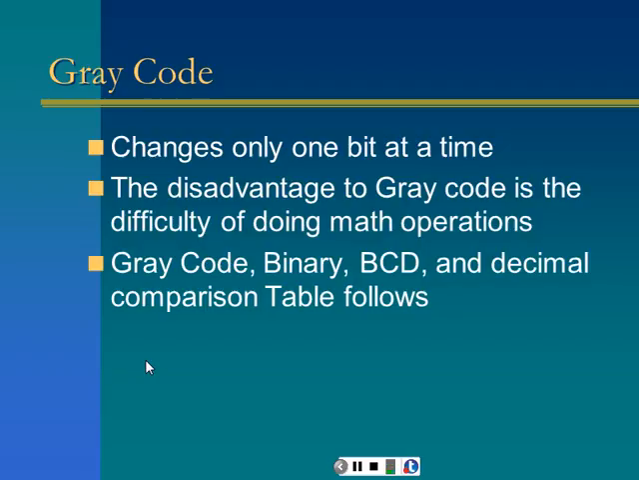Notice that on the chart on page 62 the gray code and the binary are very rarely the same. The things I want you to know about gray code is, one, that gray code changes one bit at a time. It is a code. It is not a numbering system. So it's not very easy to figure out on the fly. So that's one disadvantage. Another one is, it's very difficult to do math functions because you can only change one digit at a time.